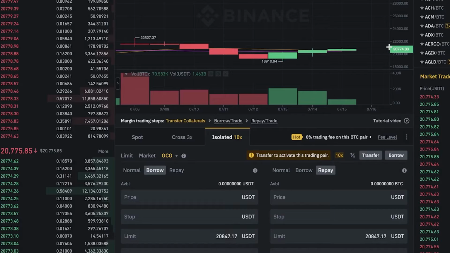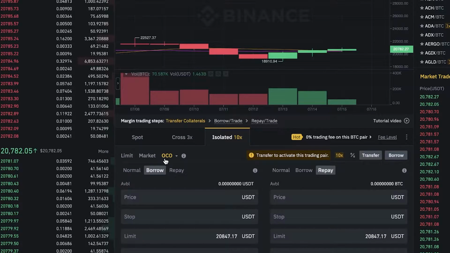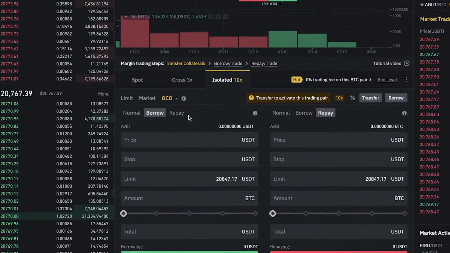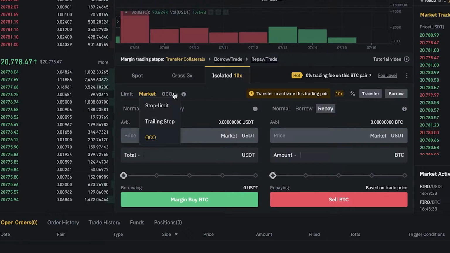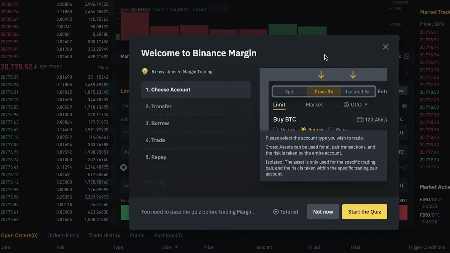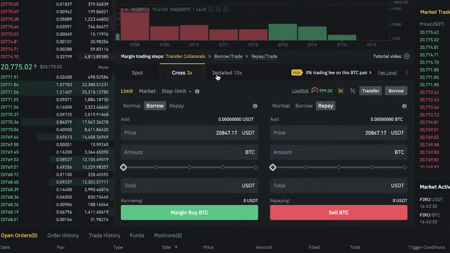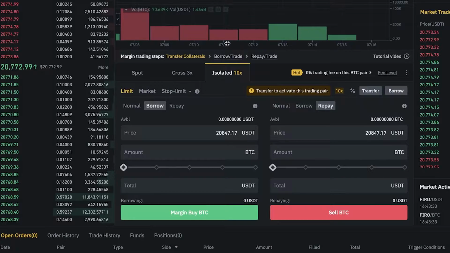Now, you can apply the same exact technique on an isolated 10x trade as well. That is totally up to you. So you can also do that as well. You have the same limiting market OCOs and stop limits available on the isolated 10x as well, but the cross 3x gives you less risks, while the isolated 10x obviously has high profitability with high risks as well.